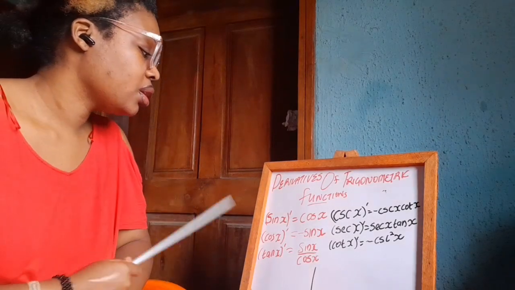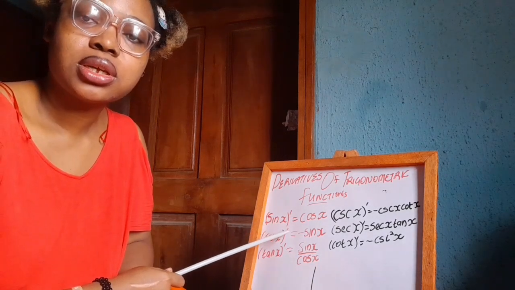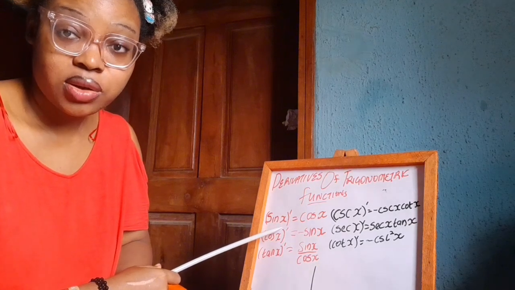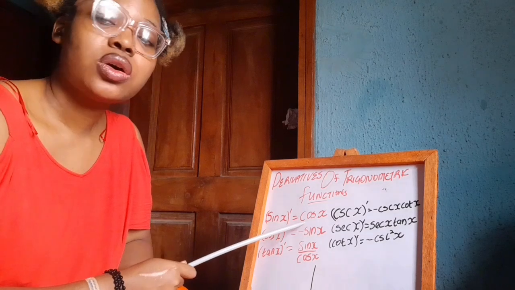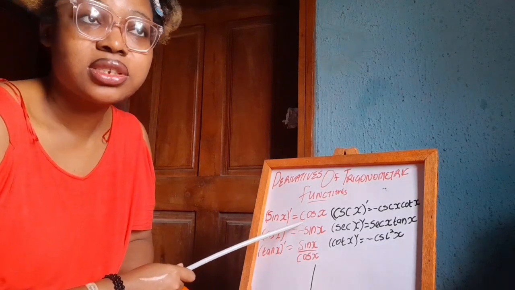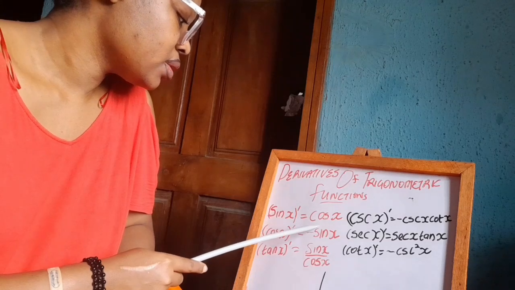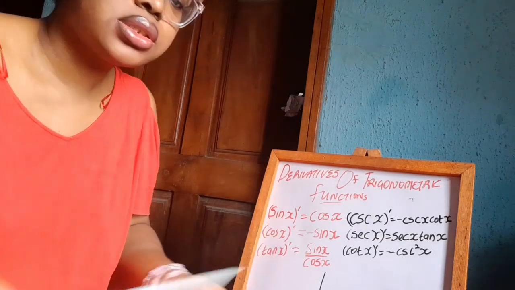So the first thing we're writing is the derivative of sine x. So what does that mean? The derivative of sine x is what? Cos x. The derivative. Let's not say differential. The derivative of sine x is cos x. The derivative of cos x is minus sine x.